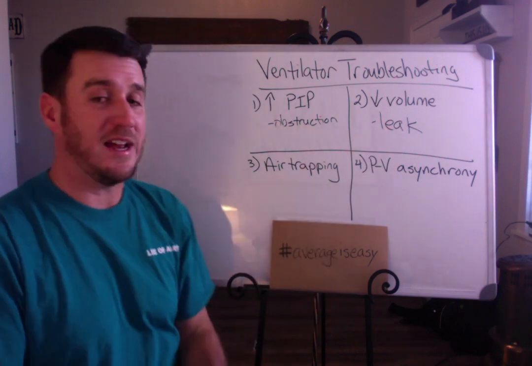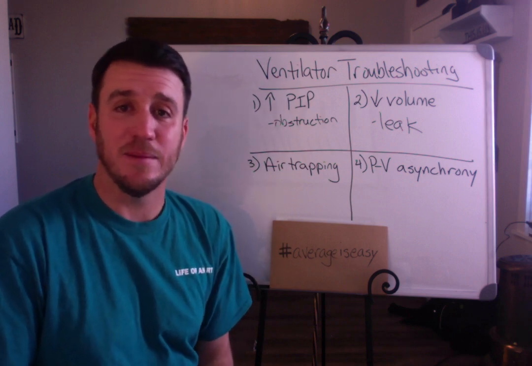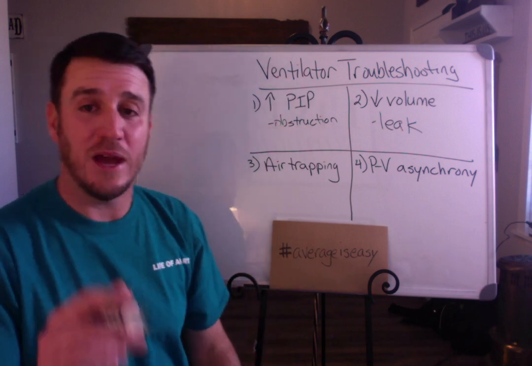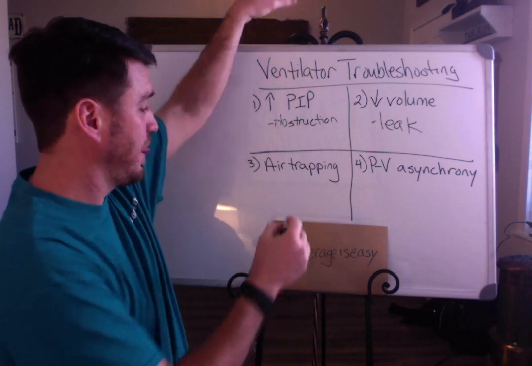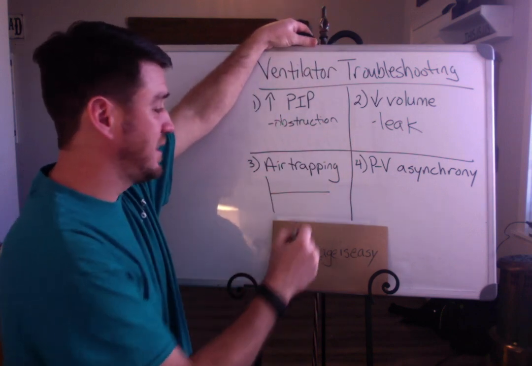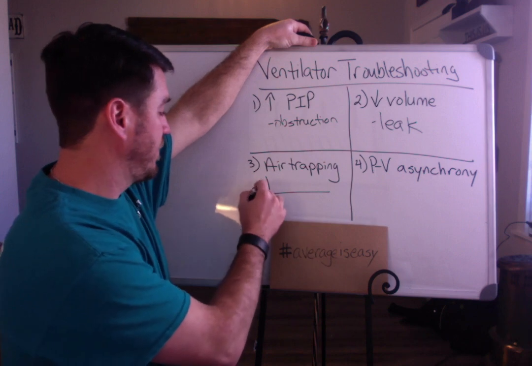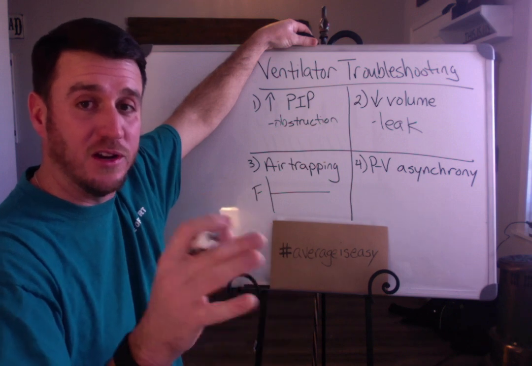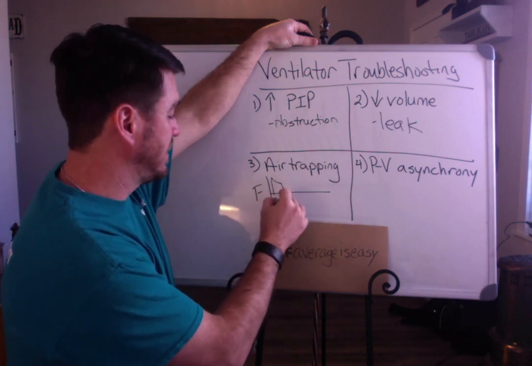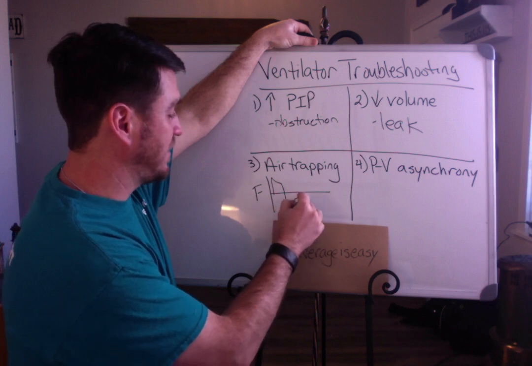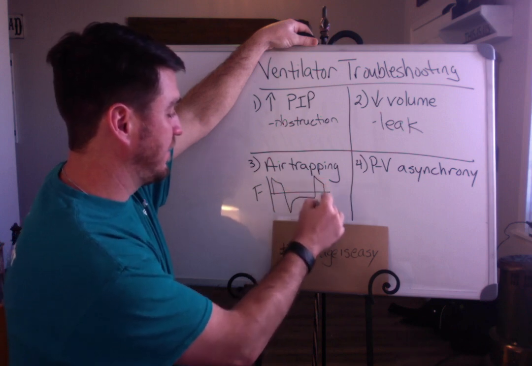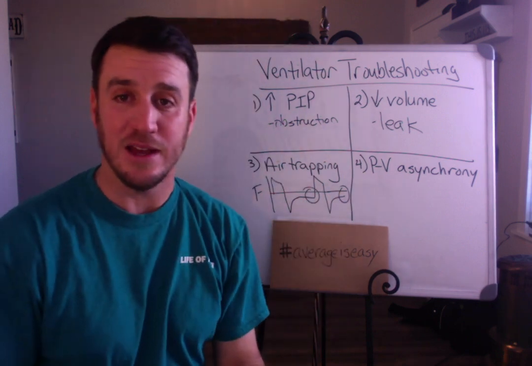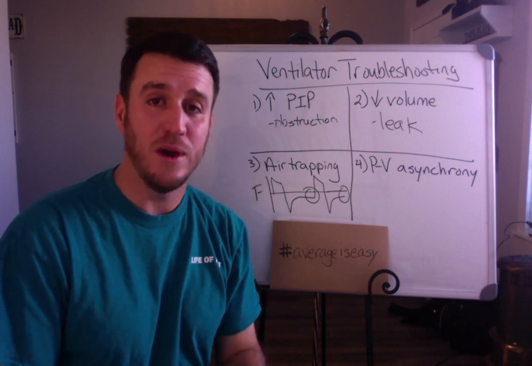The next one brings me to air trapping. Now, air trapping is a common problem that you need to be able to recognize. And here's how you recognize air trapping. You have to go to your graphics analysis, okay? So here we go. This is your flow waveform, okay? You're looking at it. It probably looks something like this. And then on the expiratory side of things, it doesn't return to baseline. That's how you know you have air trapping.